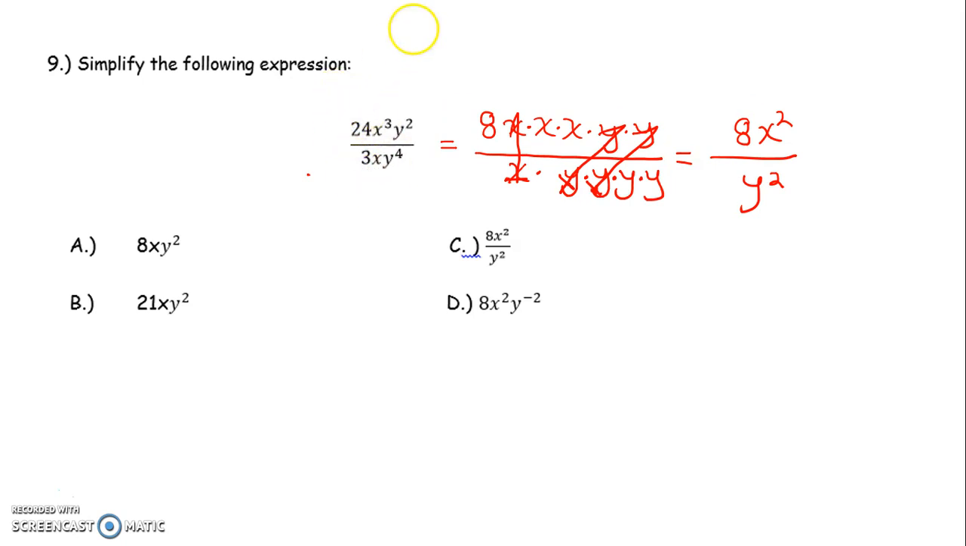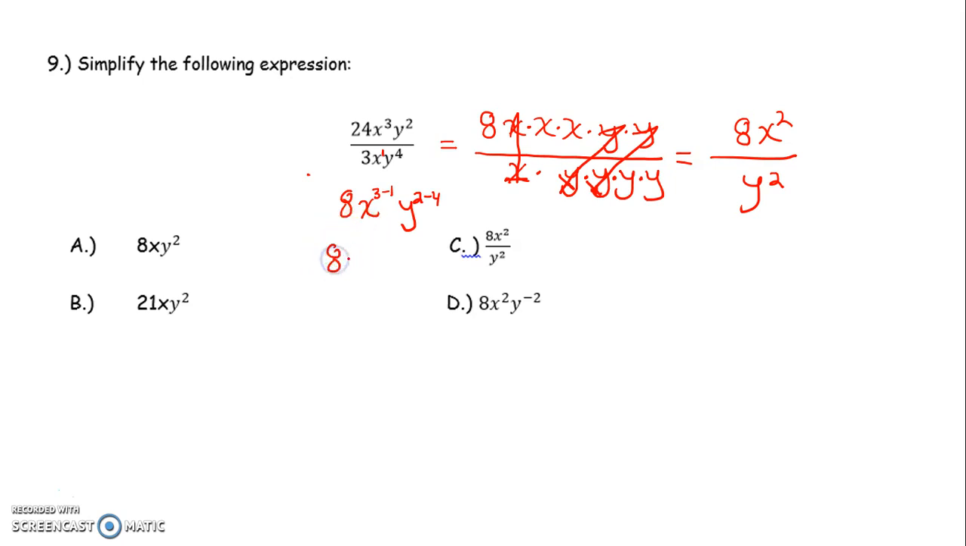Some kids may have approached it this way. They may have just said, oh, it's division. 24 divided by 3 is 8. If I'm dividing with exponents with the same base, I keep my base and I subtract my exponents, 3 minus 1. For the y's, I keep my base and I subtract my exponents, 2 minus 4. You got to put the 2 in, then minus 4. Top exponent minus the bottom exponent.